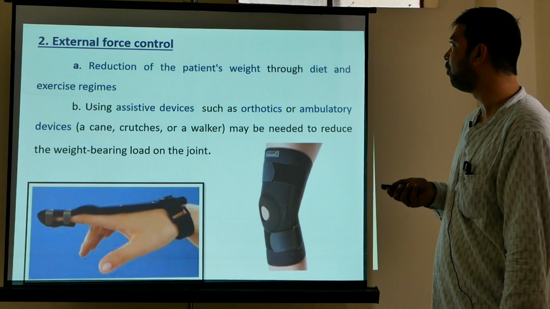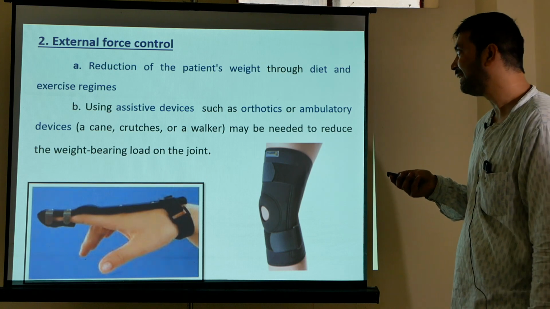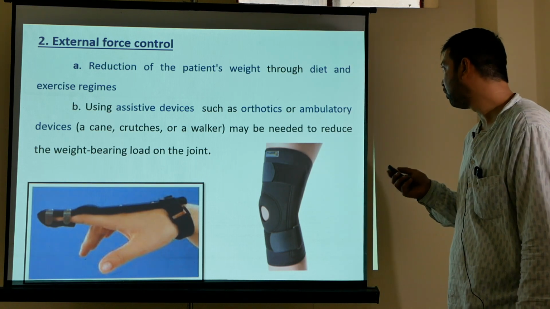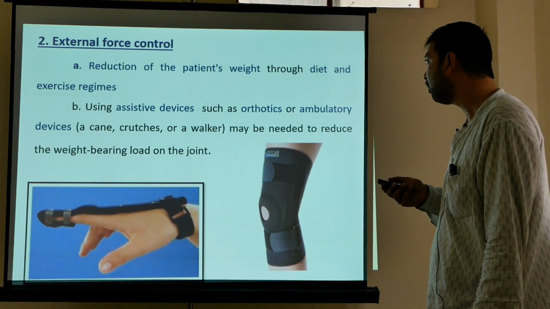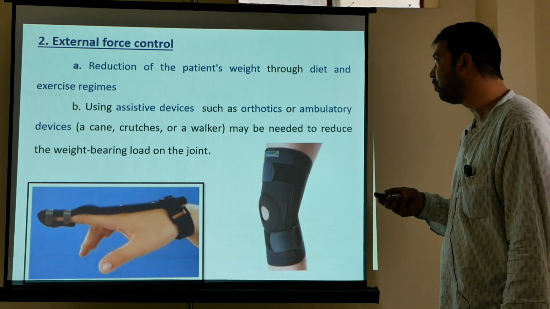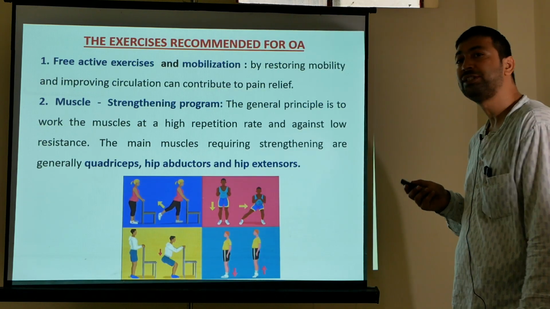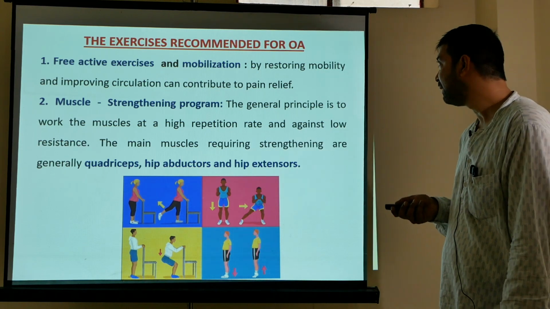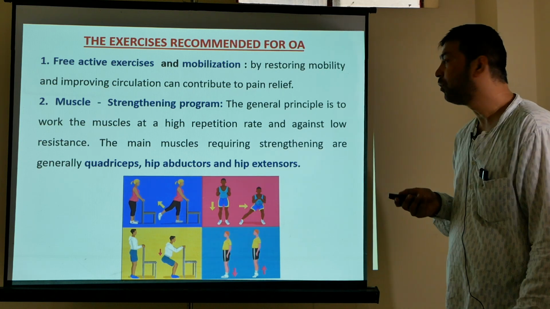For external force control, reduce the patient's weight through diet and an exercise regime. Assistive devices such as orthotic devices, ambulatory devices, cane, crutches or walkers may be needed to reduce the weight bearing load on the joint. Exercise recommendation for osteoarthritis: free active exercise and mobilization, by restoring mobility and improving circulation, can contribute to pain relief.